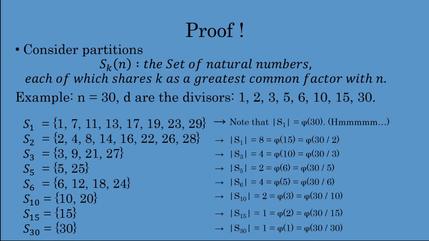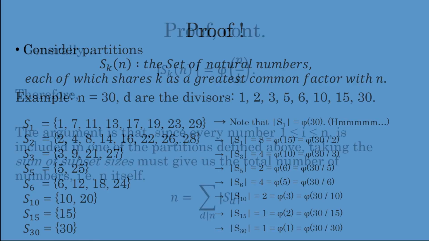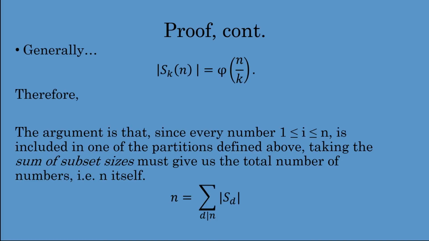And this can be explained by the following. More generally, we actually know for a fact, for any k and any n that we choose, as long as k divides n, of course, that the size of S sub k of n equals phi of n over k. And it can be explained by the following. Assume that it isn't true.